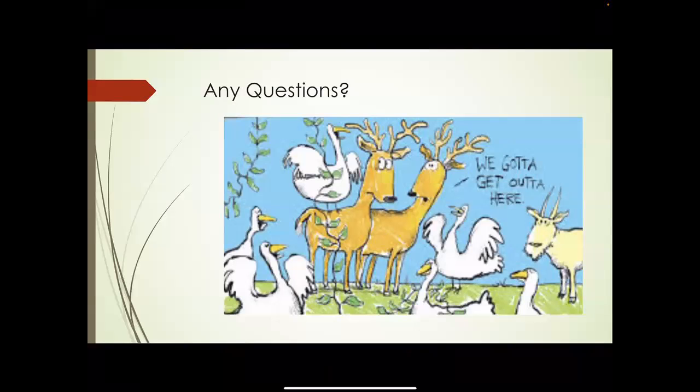So are there any questions? I threw this little cartoon in here because we're at the end of the presentation, but also I could just see some of our native species thinking the same thing when they see invasives taking over.